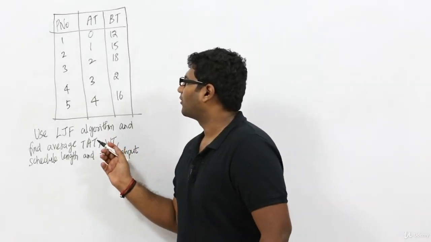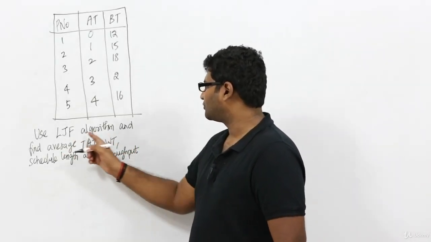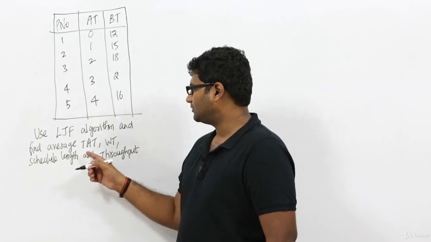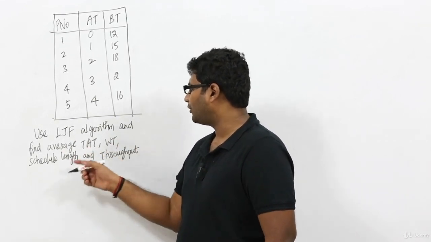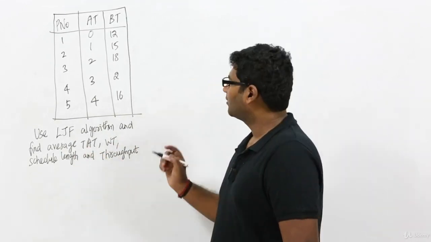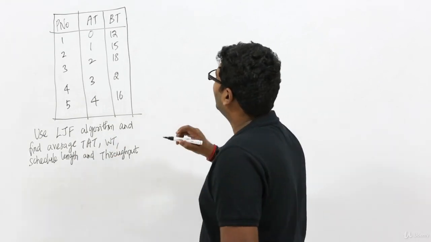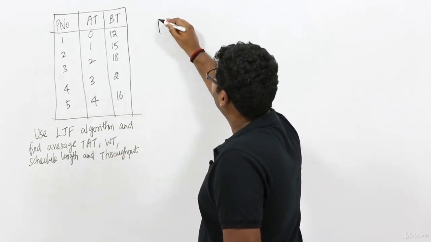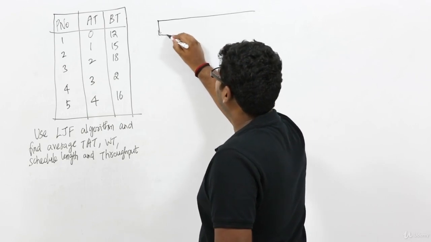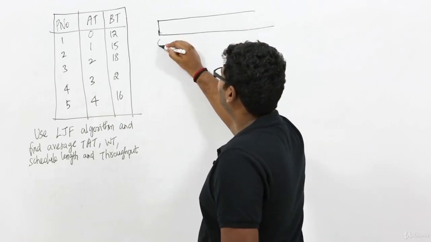Now let's see this problem. We need to use the longest job first scheduling algorithm, and then we need to find the turnaround time, waiting time, schedule length, and throughput. Fine. Now let's first draw the Gantt chart. Our Gantt chart, as usual, will always start with time unit 0.